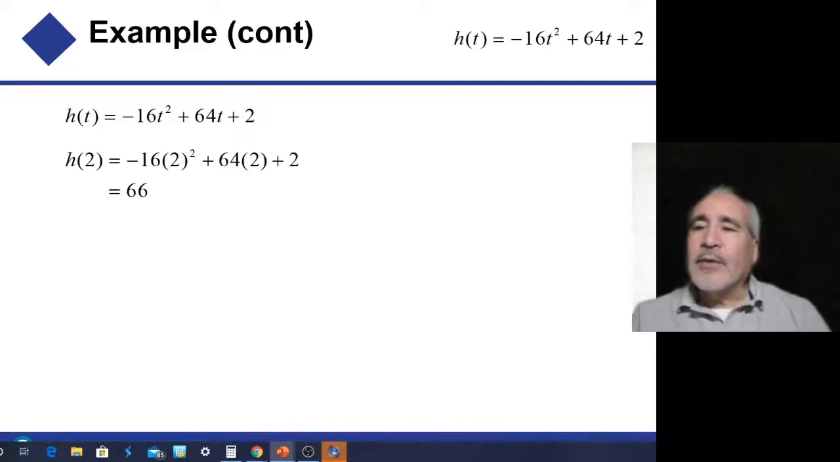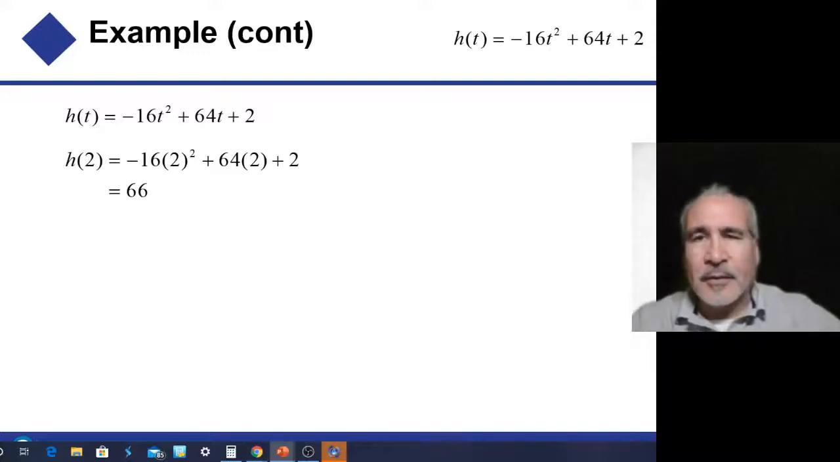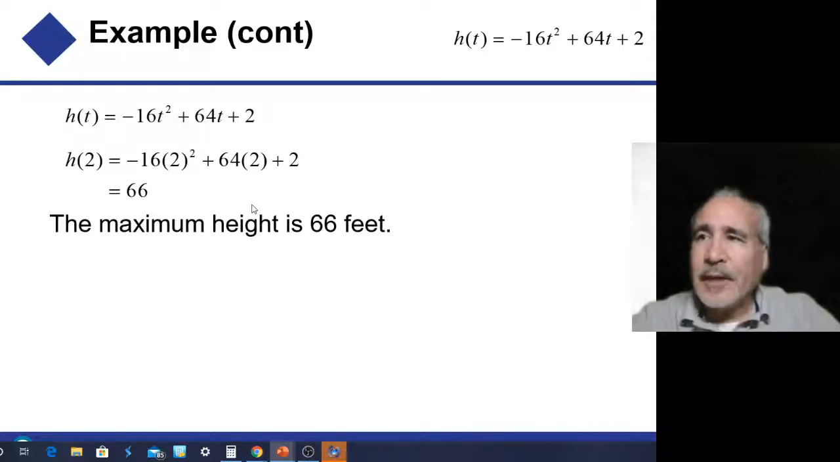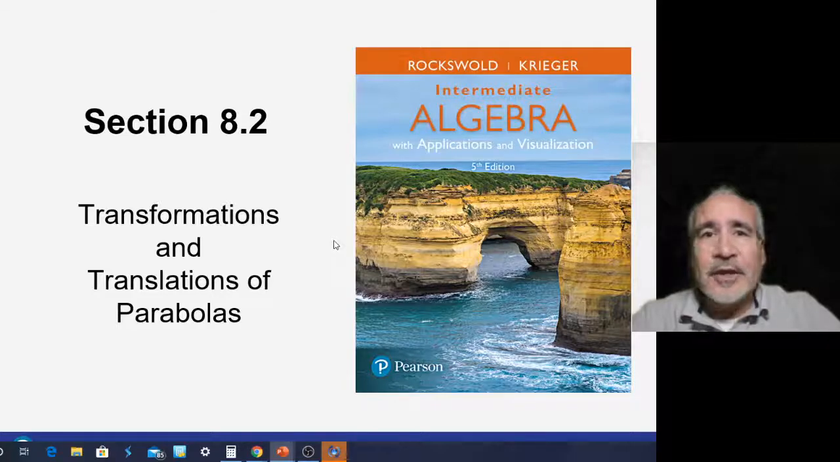And as you go on to college algebra, you're going to be using graphical methods for solving more and more. With the radicals and such, I showed you how sometimes you get extraneous solutions if you do it symbolically, whereas with graphing, you never get a fake answer. You always get the right answer. So graphing is a very powerful tool. Maximum height is 66 feet. And that's our first section for the night.